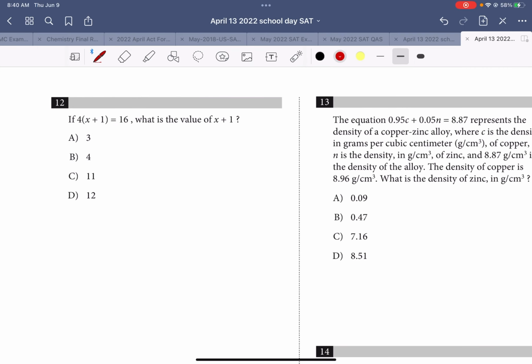Number 12. This one, just divide by 4 both sides, right? Then x plus 1 should be 4. Answer B.